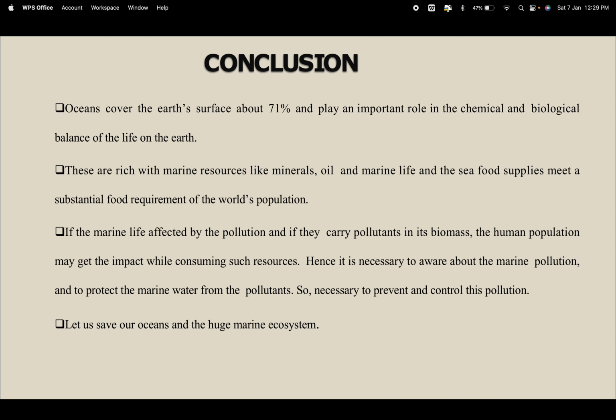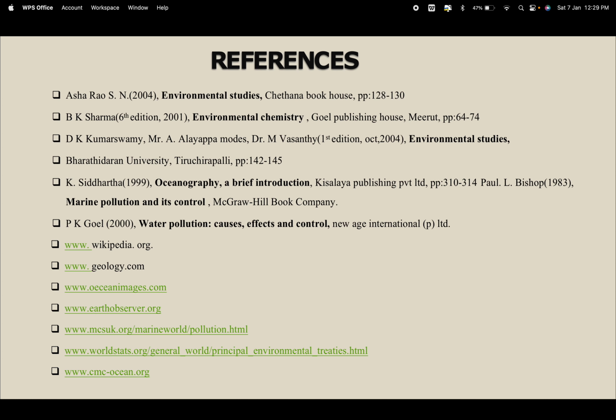Conclusion: the ocean covers about 71% of the surface and plays an important role in the chemical and biological balance of life on the earth. It is rich with marine resources like mineral oils and marine life, and seafood supplies meet a substantial food requirement of the world population. If marine life is affected by pollution and carries pollutants in its biomass, the human population may be impacted while consuming such resources. Hence, it is necessary to avoid marine pollution and to protect the marine environment from pollutants. So it is necessary to prevent and control this pollution. Let's save our ocean and use the huge marine ecosystem.